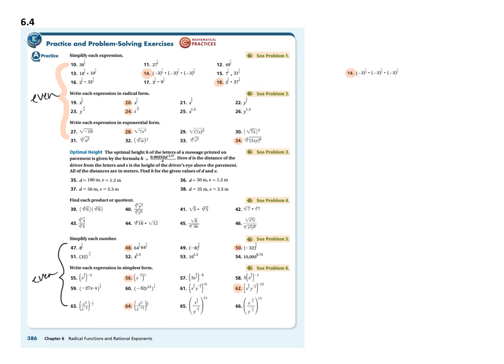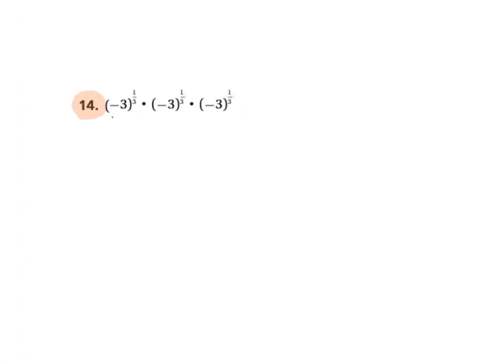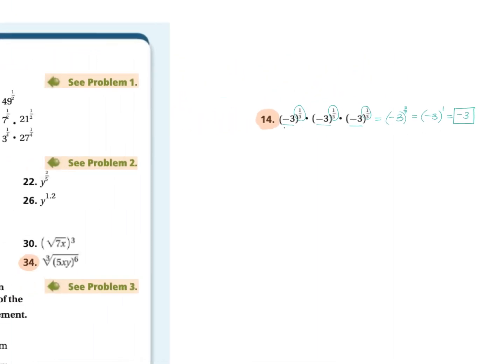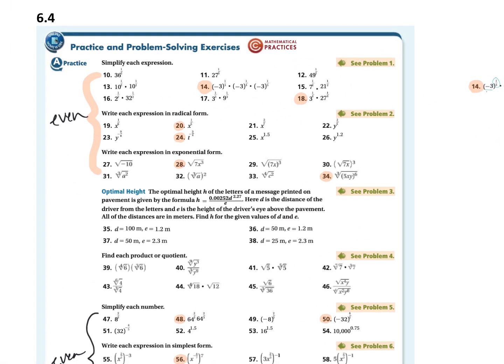Drag this over here. When you are solving a problem like this, remember, as long as your base is the same, you're allowed to just add these exponents. So if you think about that, that's -3. 1/3 plus 1/3 plus 1/3 is 3/3. Well, another way to say 3/3 is 1, right? So -3 to the first power would be -3. That's probably how I would do that one. I feel like that's how it makes the most sense to me. But if you did it a different way, that doesn't mean it's wrong. As long as you're getting to that -3, that's okay.